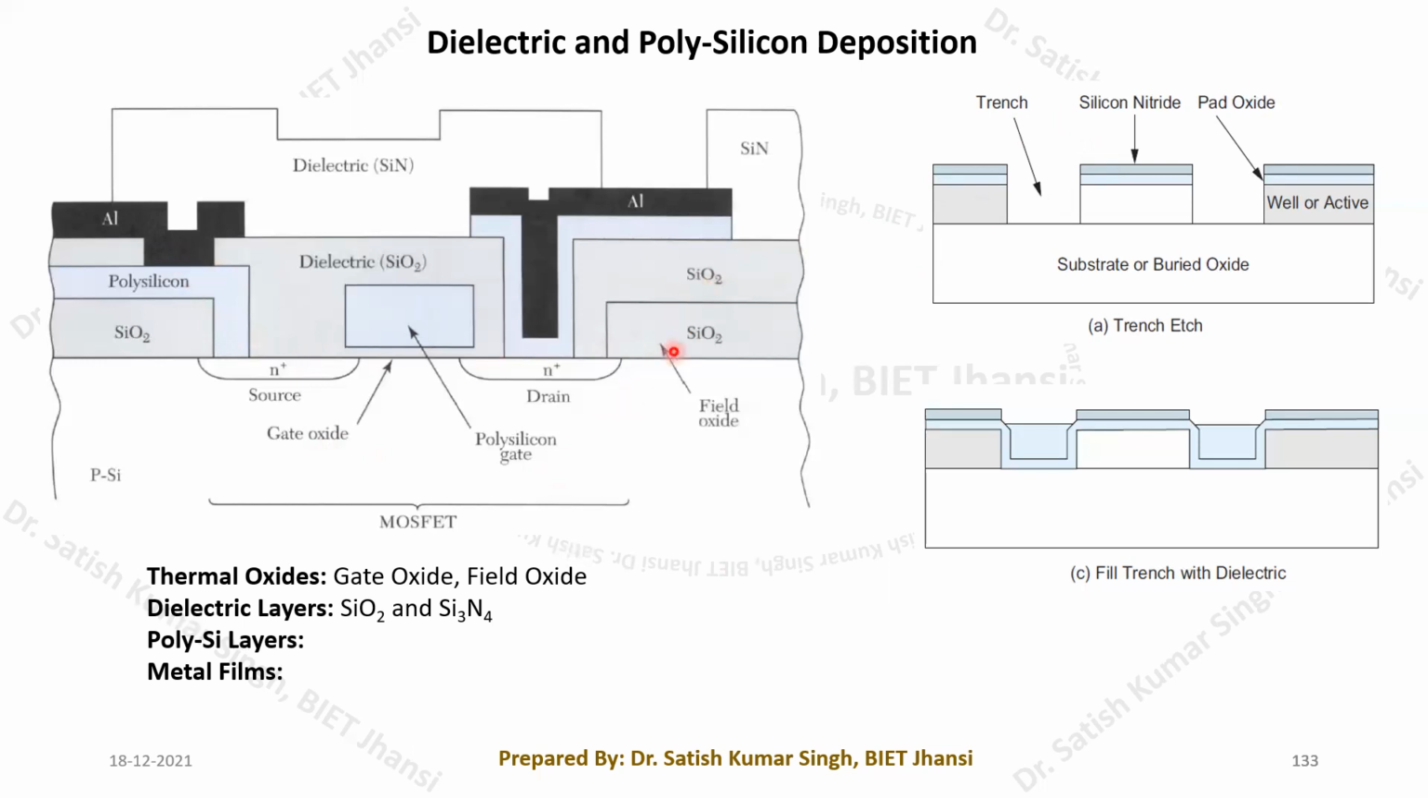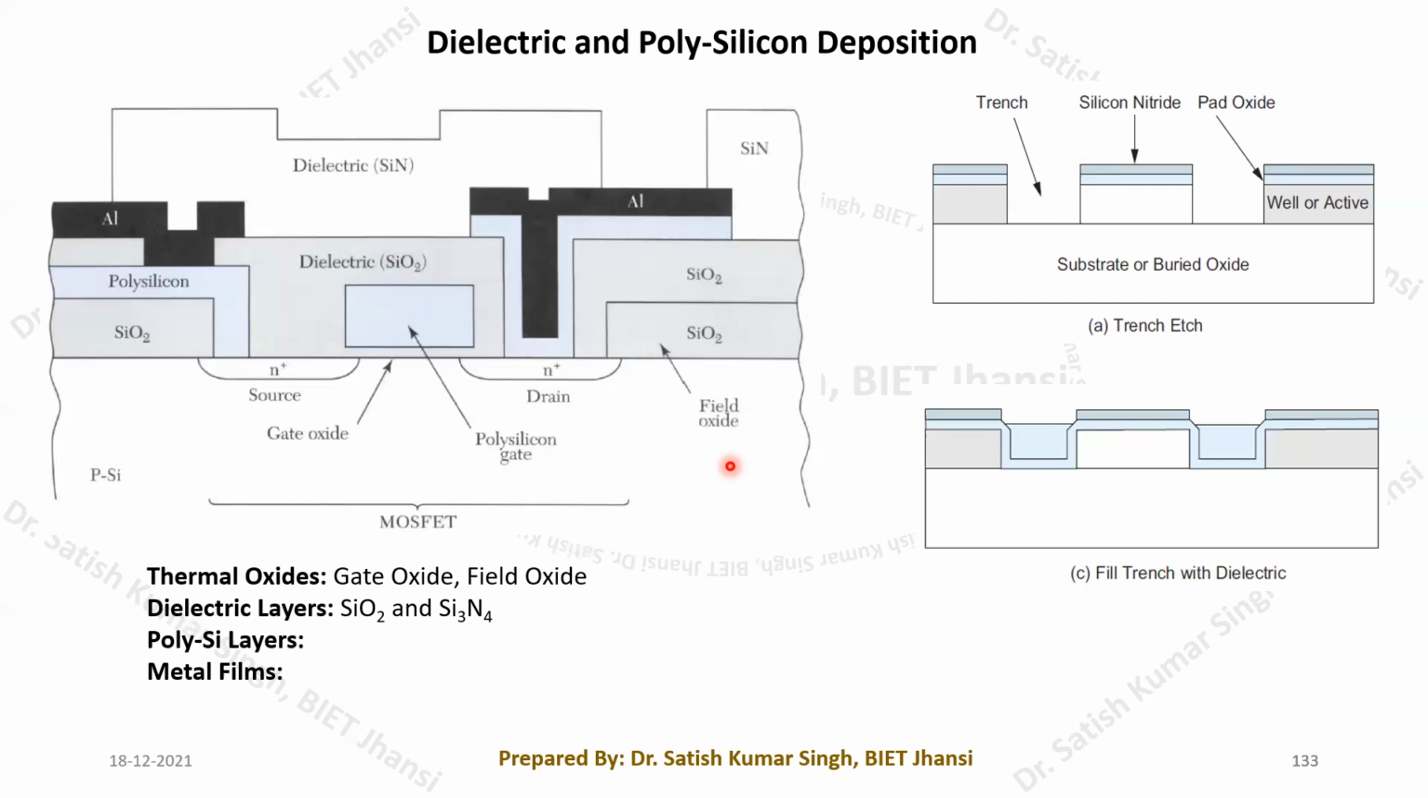So this field oxide is generally used for isolating two adjacently placed devices. Wherever you find this thick oxide layer, it is referred to as the field oxide, and it is used for isolating two adjacently placed devices. So let's try to understand what the uses of these particular layers are. Then we will subsequently see how these layers can be deposited. That we will be seeing in the subsequent sections.